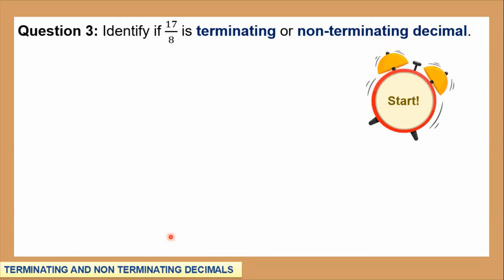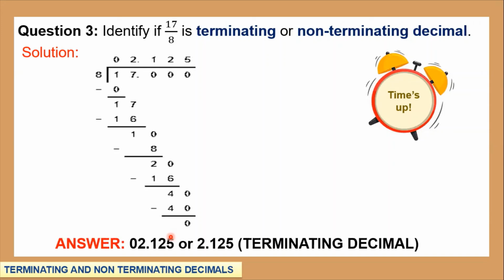Question number 3. Identify if 17 over 8 is a terminating or non-terminating decimal. For the solution and answer, we have 2.125, which is a terminating decimal. So 17 over 8 gave us 2.125.